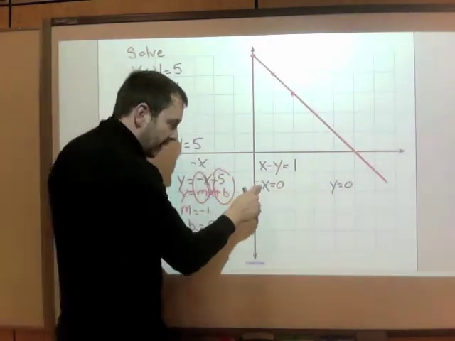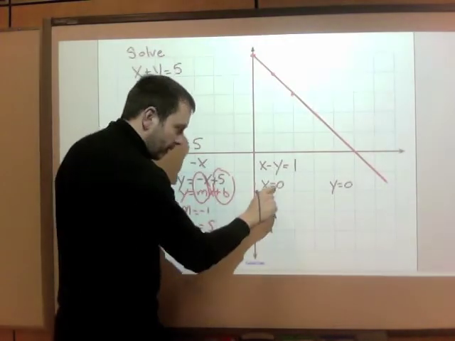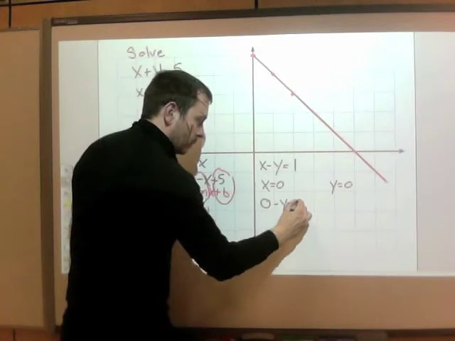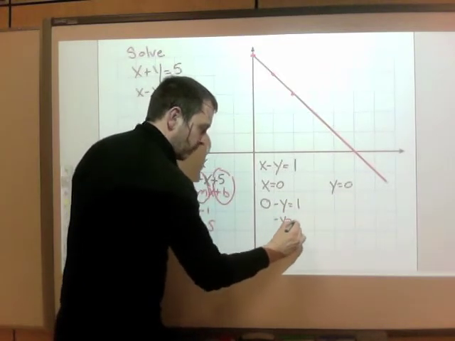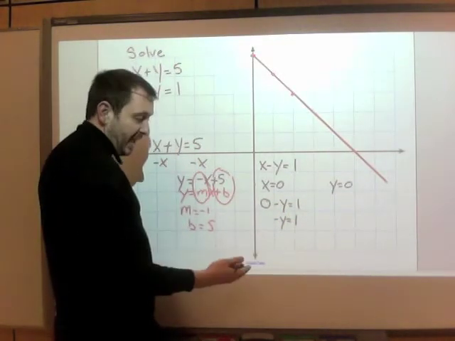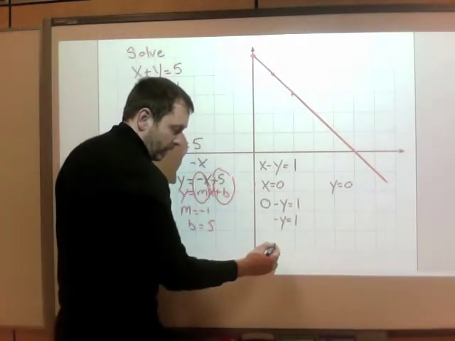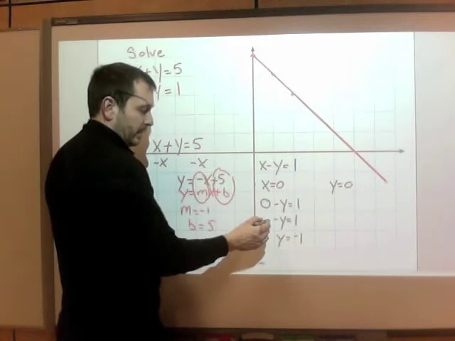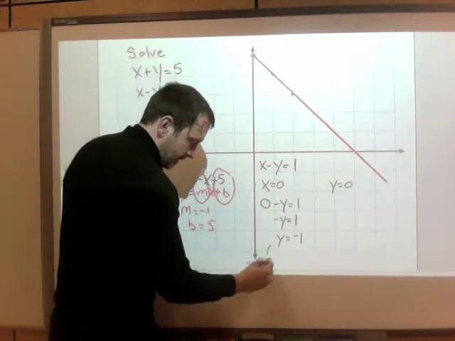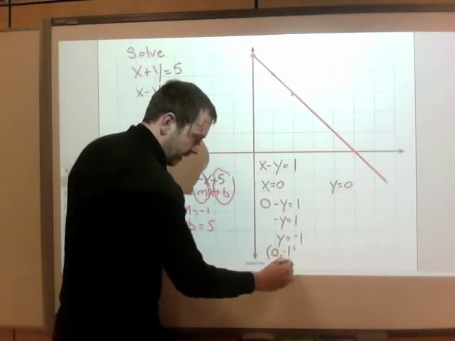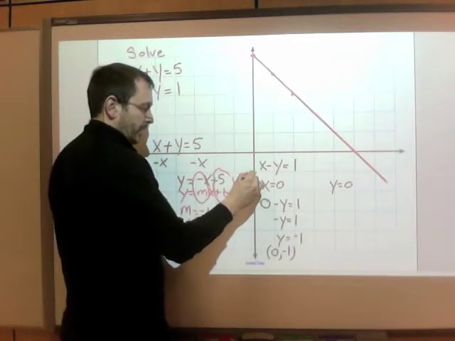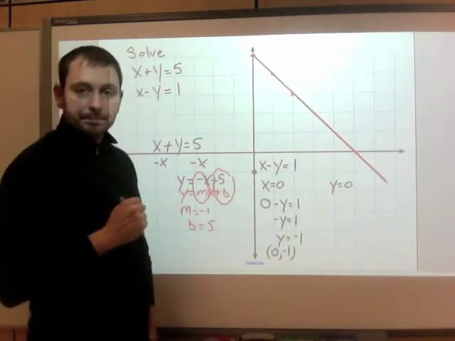So for this, let's find where x equals 0. Put a 0 in the x's spot. So 0 minus y equals 1. So negative y equals 1. I want y, so I'm going to times both sides by negative 1, and I get y equals negative 1. So 0 is x, y is negative 1. So 0, negative 1 is a point on my graph.